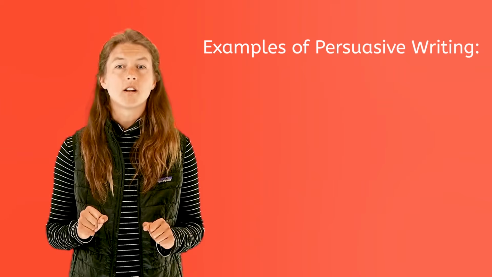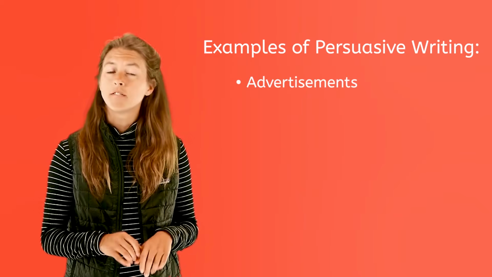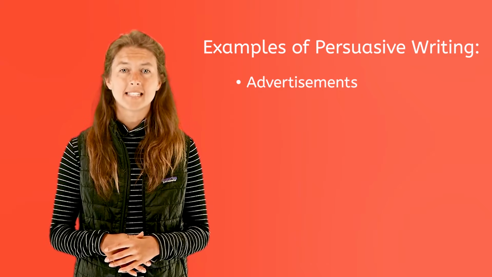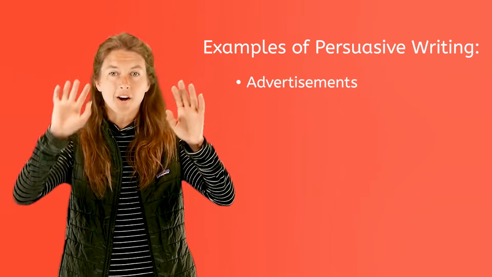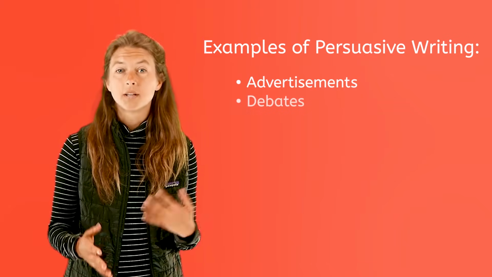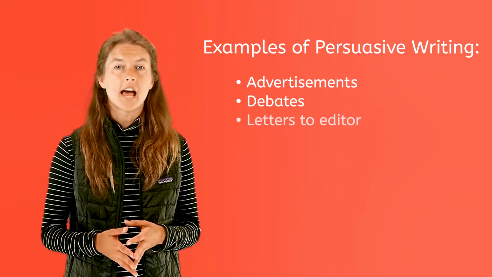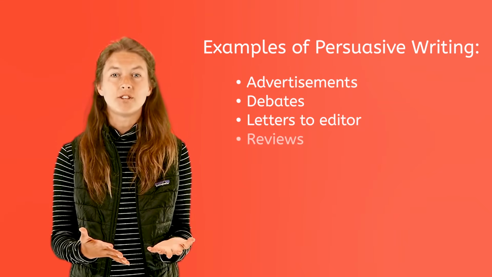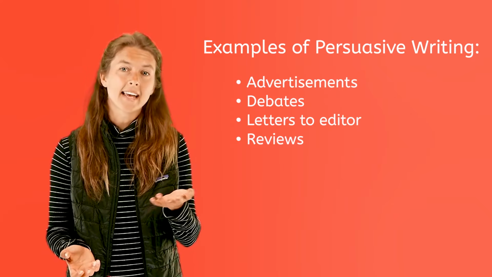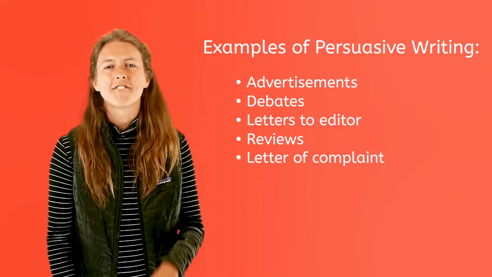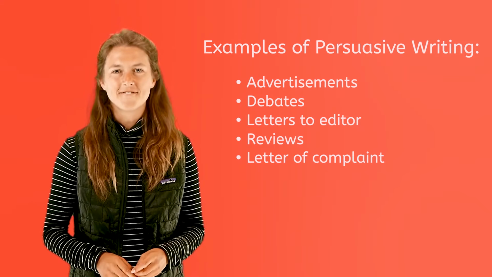You are surrounded by persuasive writing, whether you know it or not. Advertisements are one form of persuasive writing and can be as simple as a small ad in a magazine to an enormous billboard on the side of the road. Some other examples are debates, political or other, and letters to the editor, which you can find in newspapers, magazines, or online reviews on books or products, and even a letter of complaint to your local restaurant for taking your favorite meal off the menu.